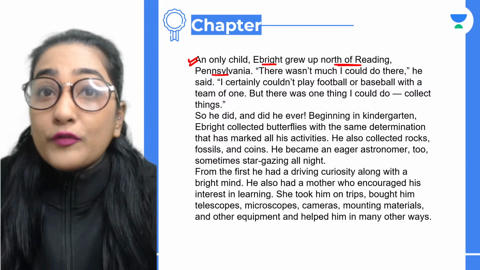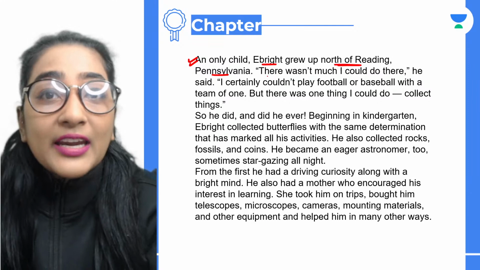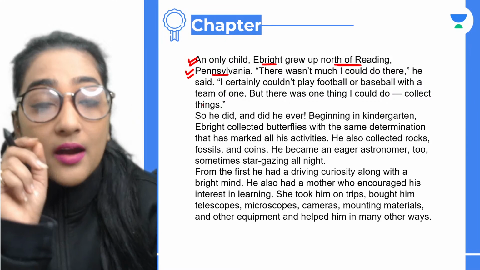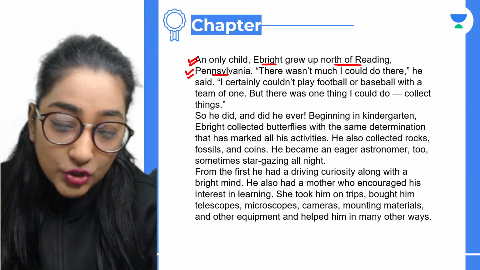What do you mean by that? That he was born where? What was the place that we are here talking about? We are talking about Pennsylvania, right? So here exactly in Pennsylvania, he was born. All right. So just keep that in your mind.